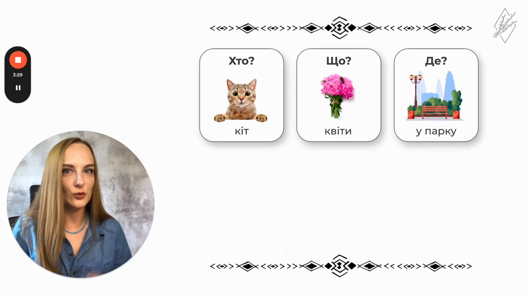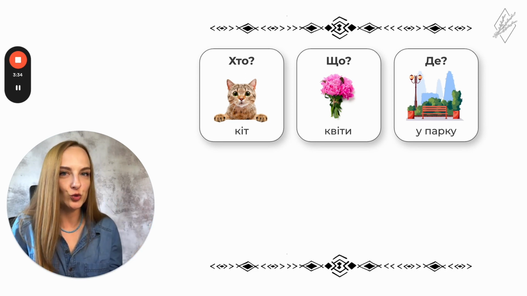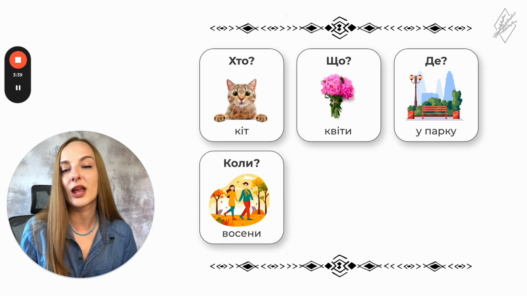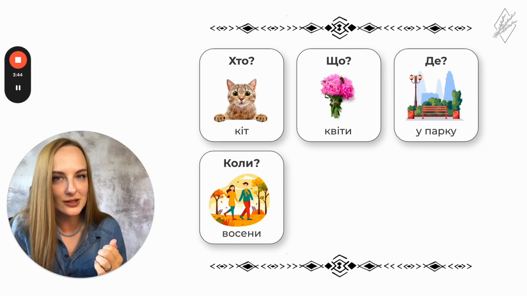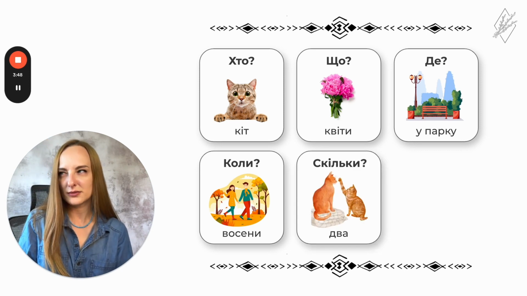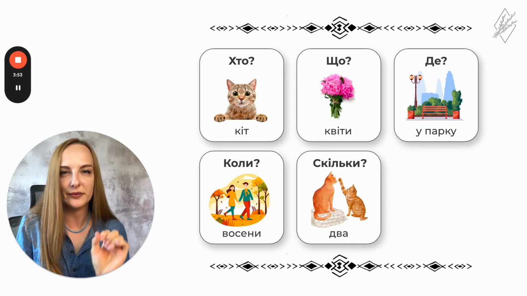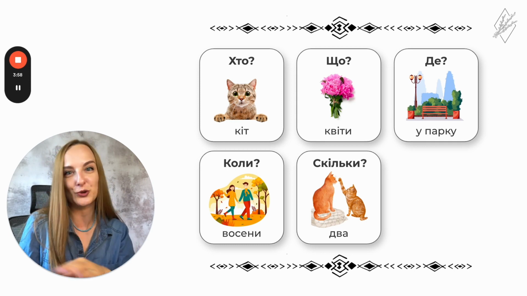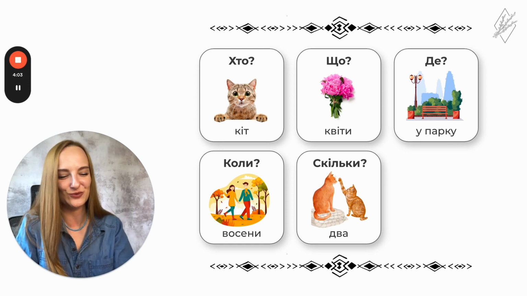Де? The question that we use to talk about location. У парку. Де? У парку. Де? В Україні. Коли? Восени. What it means? When. Скільки? Скільки? 2. Скільки? 5, etc. So this is how much or how many. Just one word for 2 phrases in English. I think it's a win-win situation.